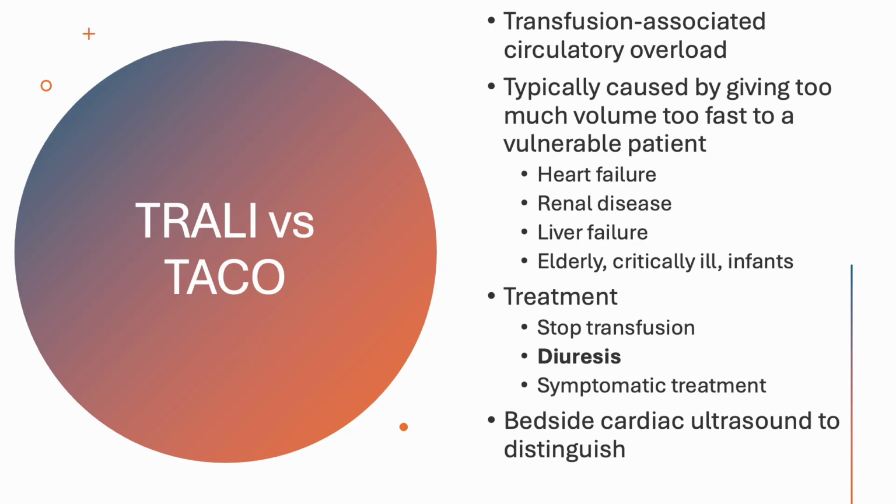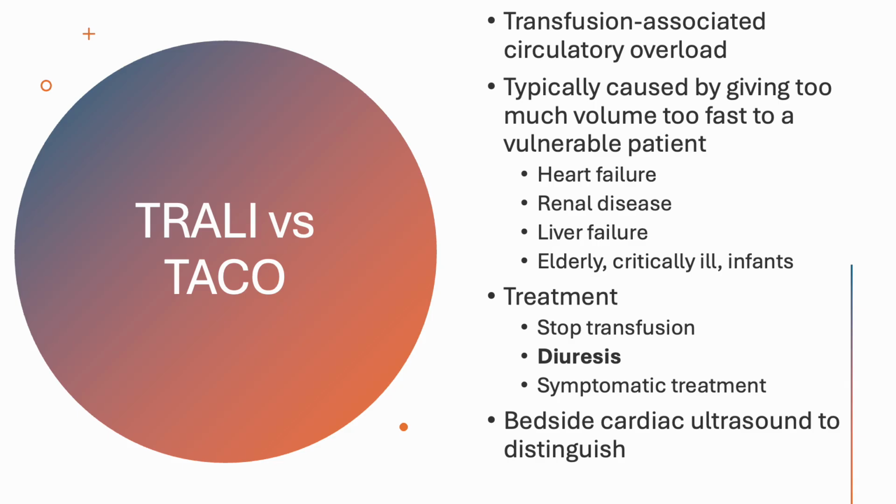It is typically caused by giving too much volume too fast in a vulnerable patient. So for instance, someone with heart disease already, or heart failure, someone with renal disease who can't clear fluid, someone with liver failure, the elderly, the critically ill, or infants. In this case, the treatment is to stop the transfusion and give diuretics. In this case, you actually do want to diurese the patient and decrease the volume. Again, the problem was overload.